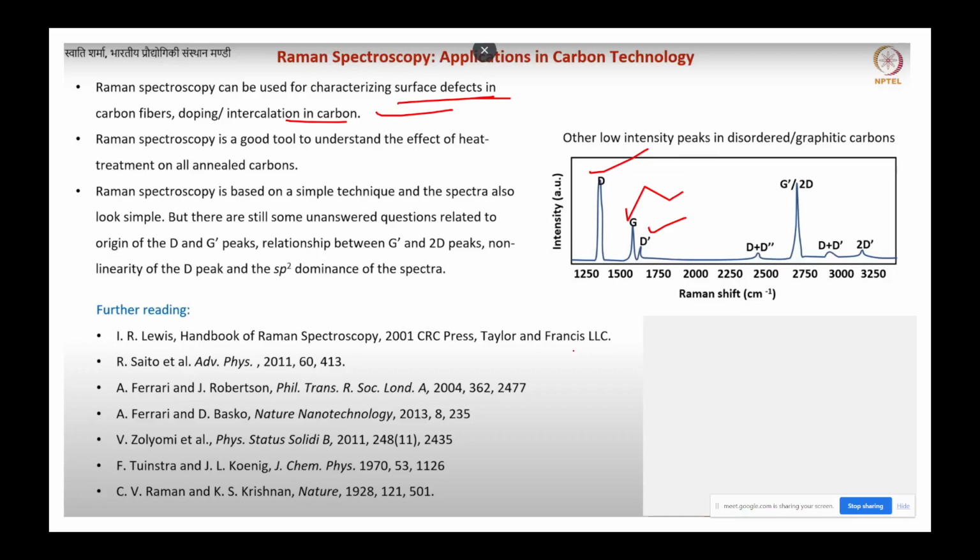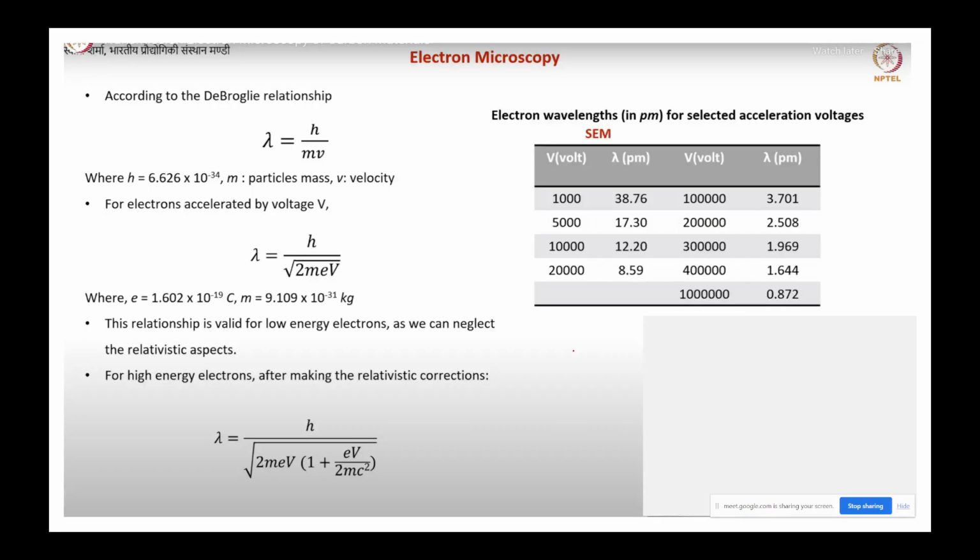So there are some questions which are still there, but overall it can tell you whether any defects are present in your material or not, and whether your material is a single layer, bilayer, or multi-layer. It depends on the intensity of your peaks. So this can give you the overall properties of your material.